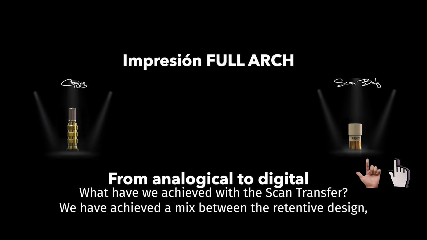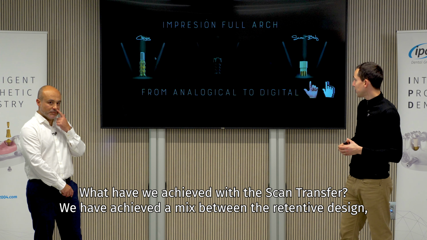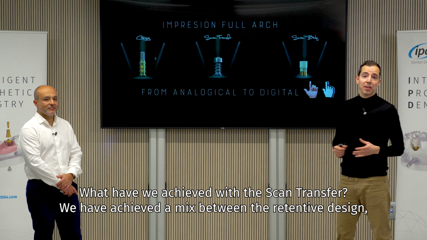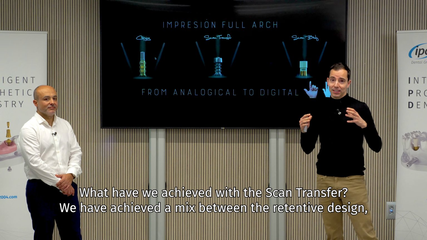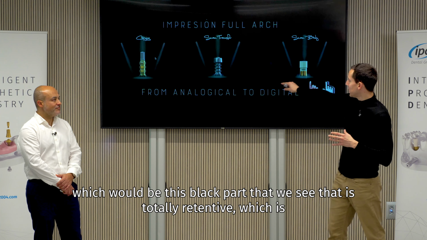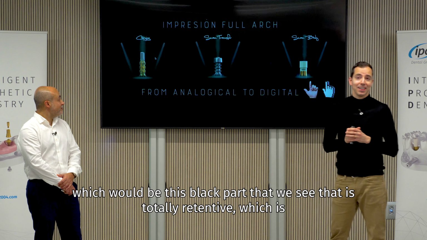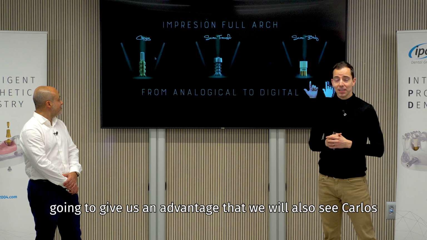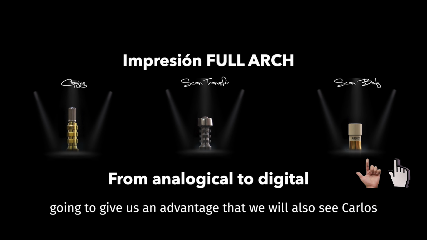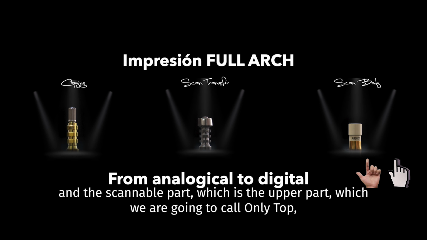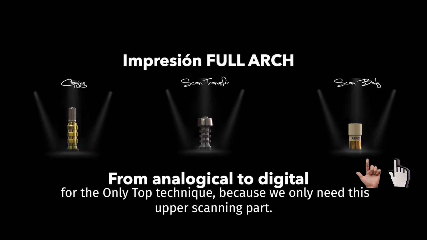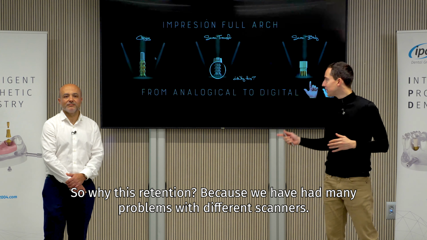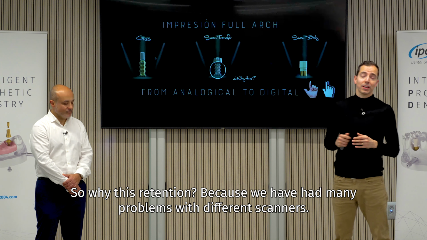What have we achieved with the scan transfer? We have achieved a mix between the retentive design, which would be this black part that we see that is totally retentive, which is going to give us an advantage that we will also see, Carlos, and the scannable part, which is the upper part, which we are going to call only top, for the only top technique, because we only need this upper scanning part. So why this retention? Because we have had many problems with different scanners.